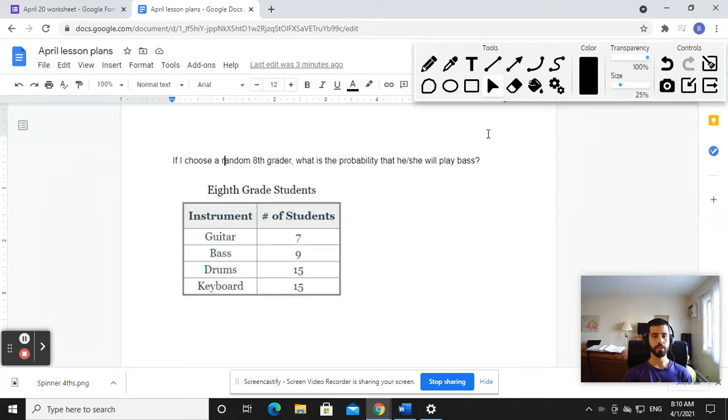Okay, this is Mr. Race, here to show you that math is a skill that you can learn. If I choose a random 8th grader, what is the probability that he or she will play bass?